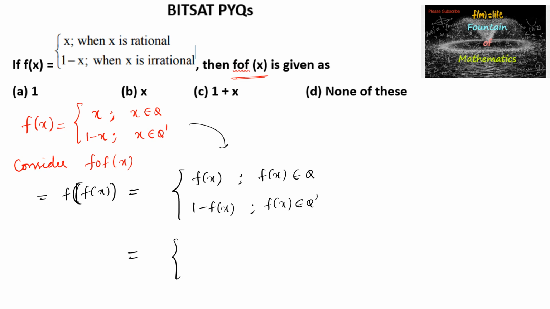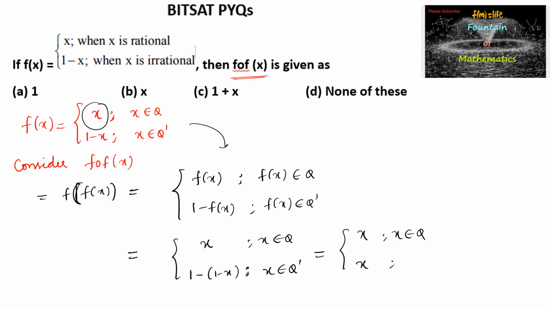Now our f of x will become x when x is a rational number. We can say f of x is equal to x, and whenever x is an irrational number, we can write 1 minus f of x as 1 minus x. So in both cases, you are getting 1 minus (1 minus x), which is nothing but x. So whether x is a rational number or an irrational number, you are getting x, which implies the composite function f circle f of x is equal to x. So we can go with option B.